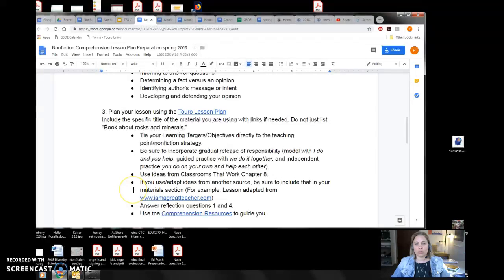If you decide to use or adapt ideas from any other source, including Classrooms That Work, make sure that you indicate in the materials section of the lesson plan that you adapted it from another resource. Give credit for things that you find. It's fine to borrow ideas, change ideas, but make sure that you give credit.